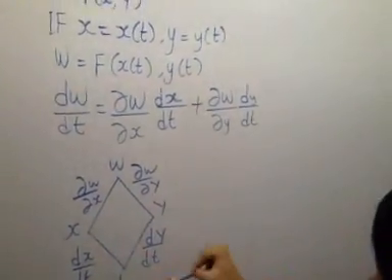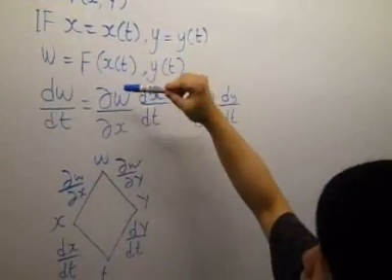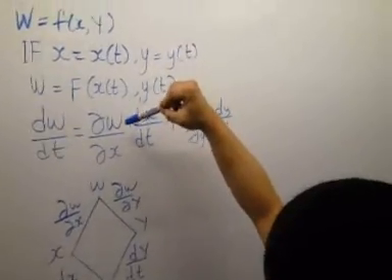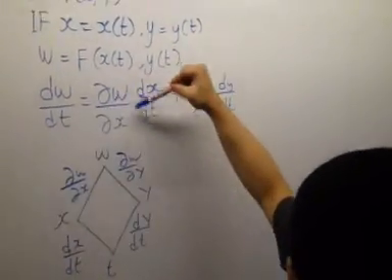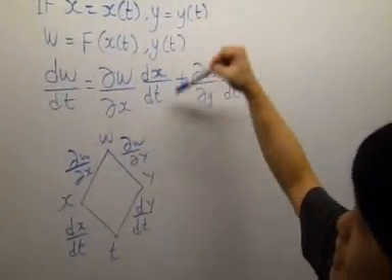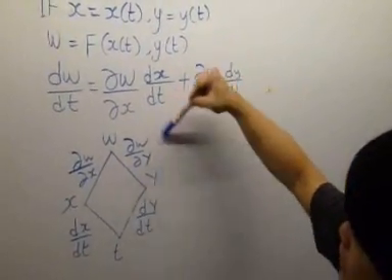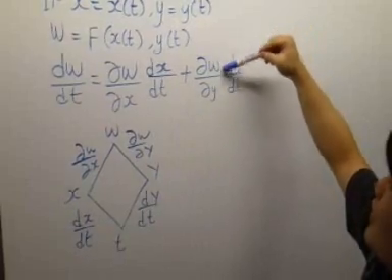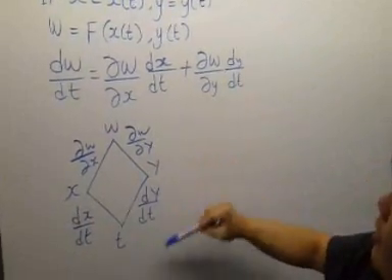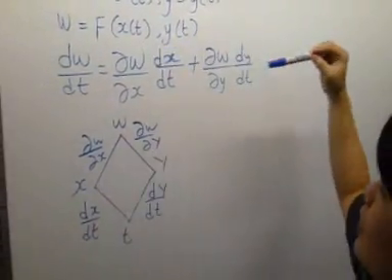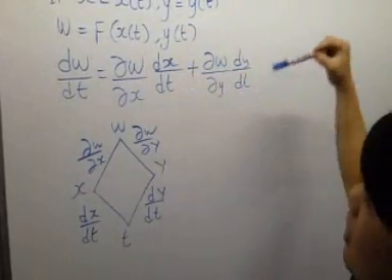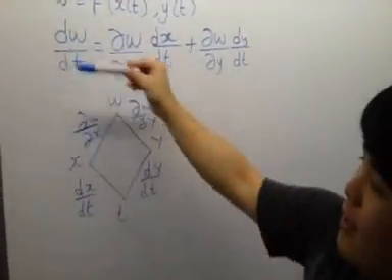After that, you use the chain rule by multiplying dw over dx with dx over dt, and then you add dw over dy multiplied with dy over dt. After that, you add them together and solve the equation, and then finally you will get dw over dt.